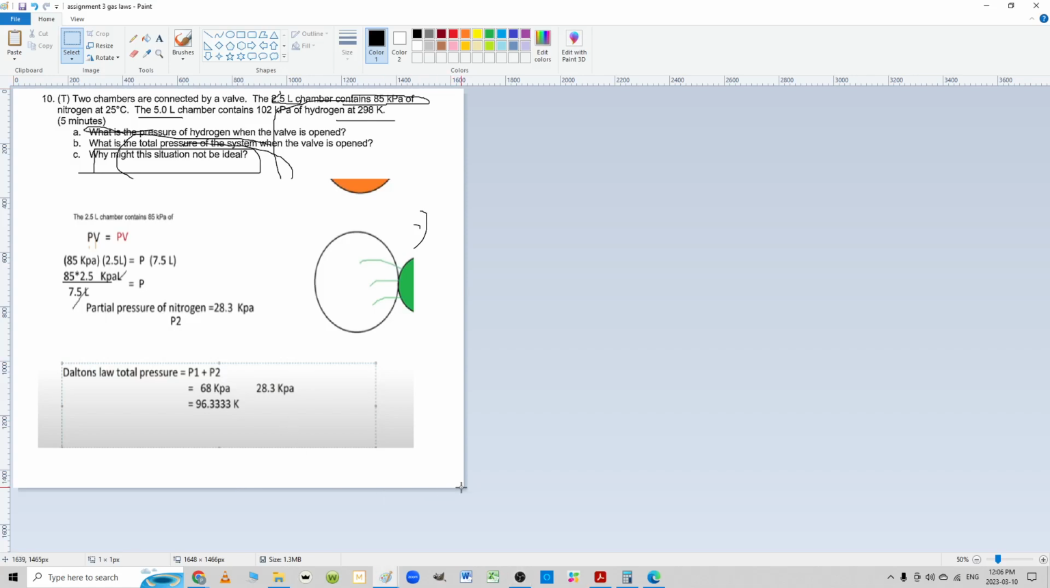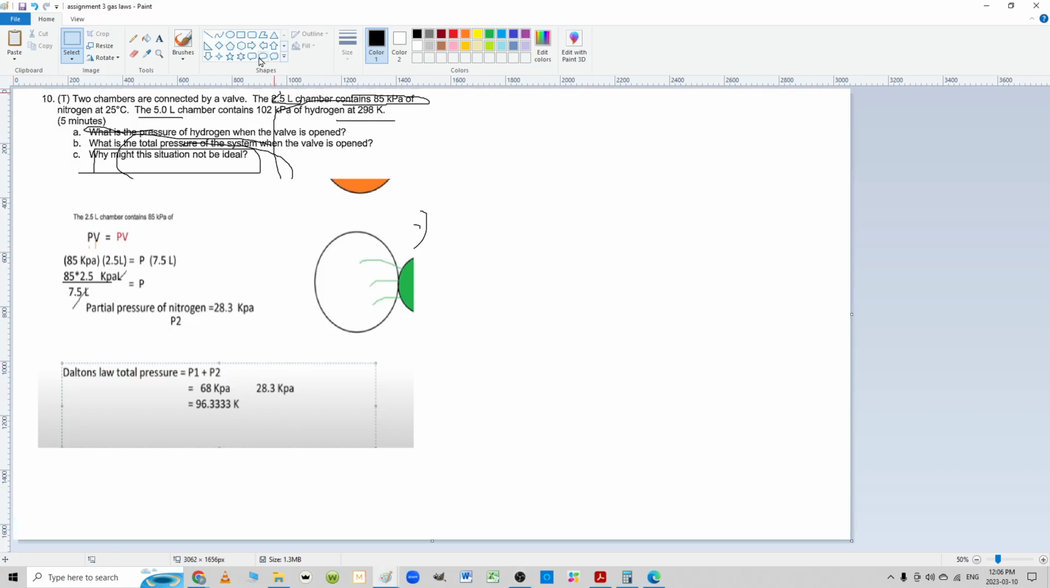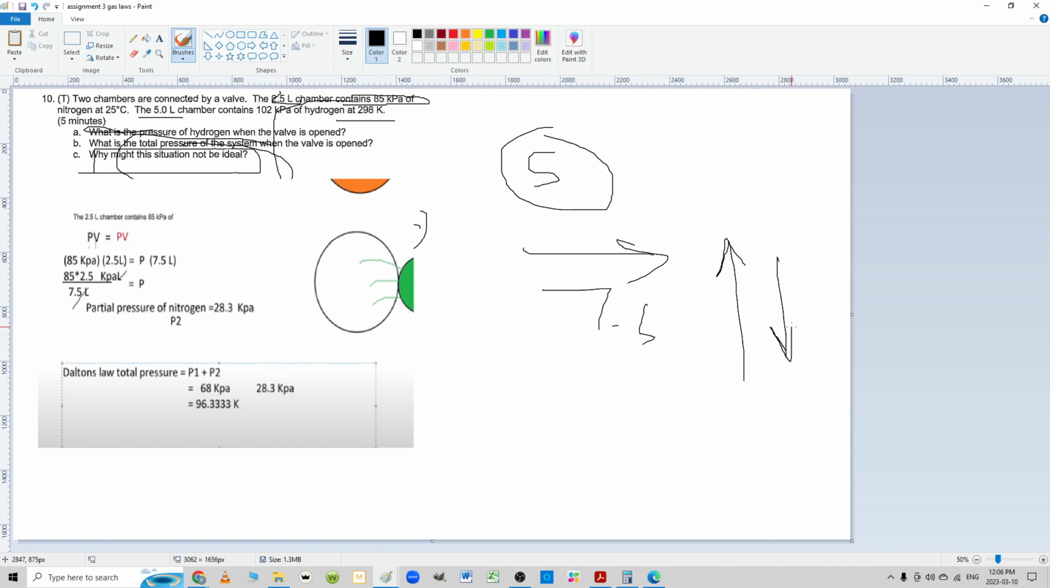Two addendums on the last partial pressure problem. It was correct; I'm just going over some specifics. Since we went for the hydrogen from a 5-liter system to a 7.5 liter, that means volume went up. We can always expect pressure to go down. So if you got a bigger pressure than you started with, you made a mistake. So we can see the initial pressure of hydrogen was 102 and it went down to 68.